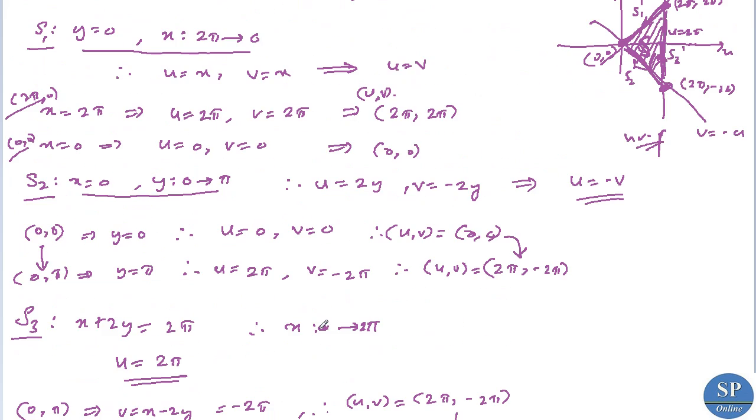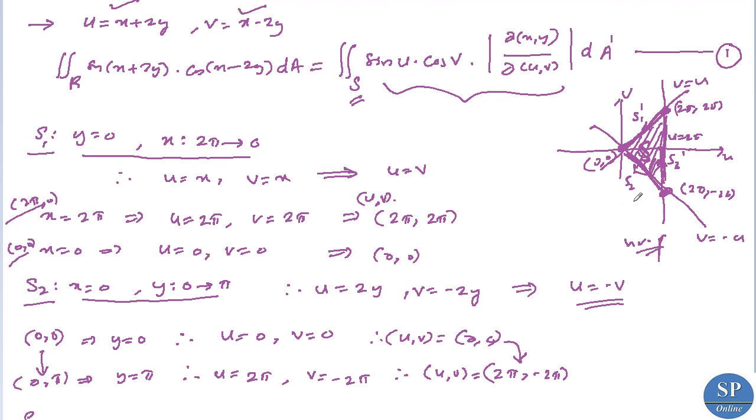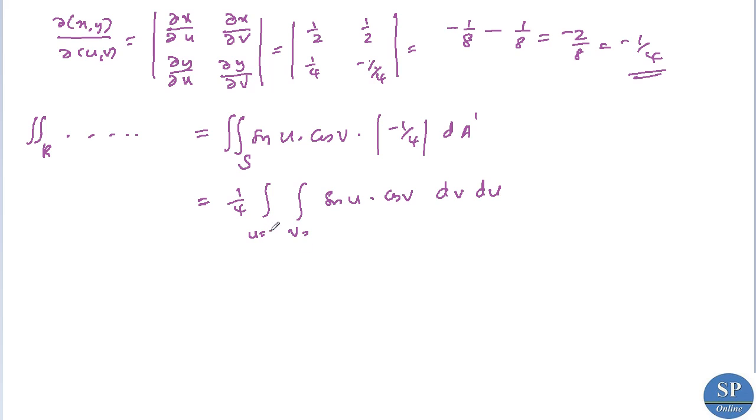Okay, this is our S, so we can take the limits as: u varies from 0 to 2 pi, and v varies from this line to this line. So we can take v varies from the line v equal to minus u to v equal to u, and u varies from 0 to 2 pi. So we can write u varies from 0 to 2 pi, taking the outer integral as constant, and v varies from minus u to u.